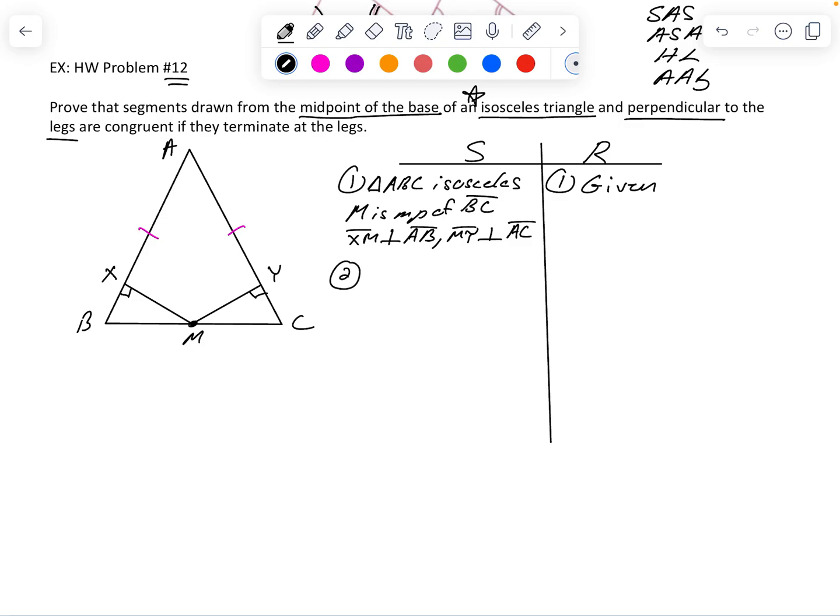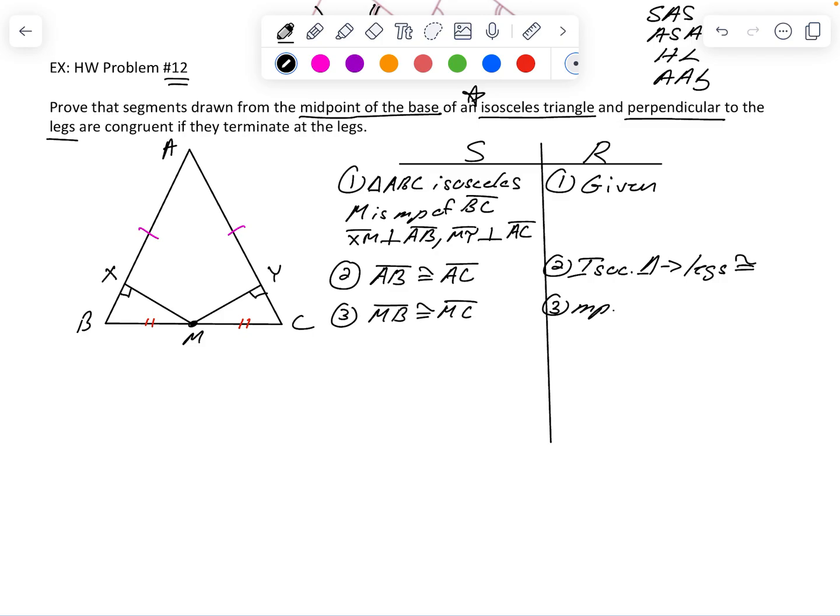Now, what else can we say? Well, I already marked in pink that AB congruent to AC, so we need to say that. So isosceles triangle, legs congruent. So we know that. We have M as our midpoint, so let's say MB is congruent to MC, and let's mark those here. And we know that because midpoint divides a segment into two congruent segments.